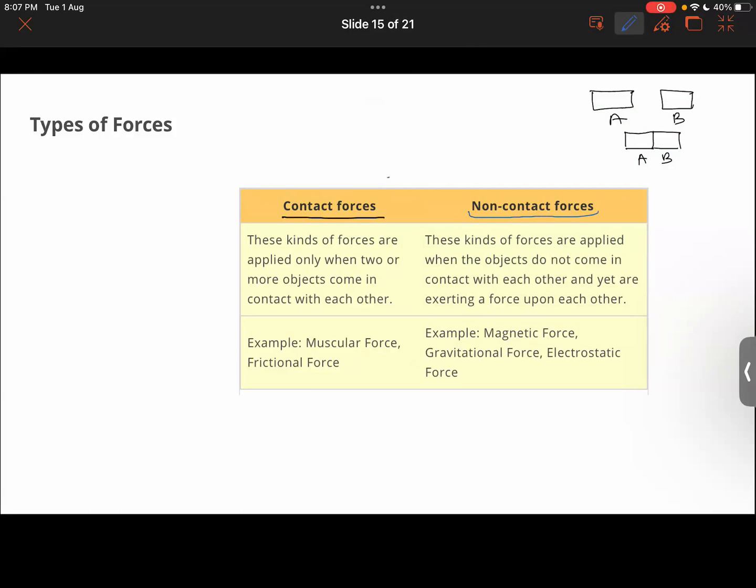The gravitational pull of the moon acts on the oceans. That is also an example of a non-contact force. The tide. Tides, right? No, tides are due to the gravitational pull. Yes, sir, I meant that.